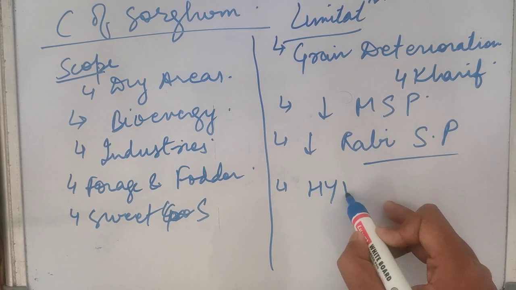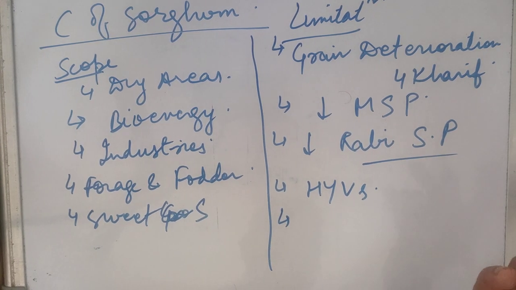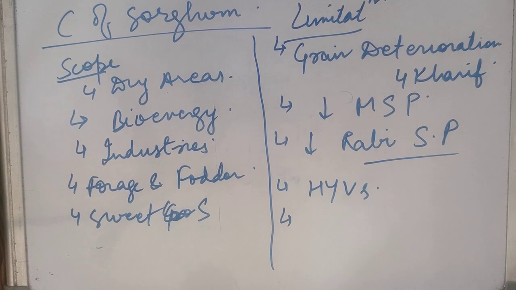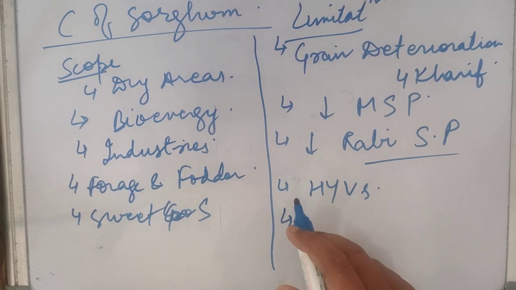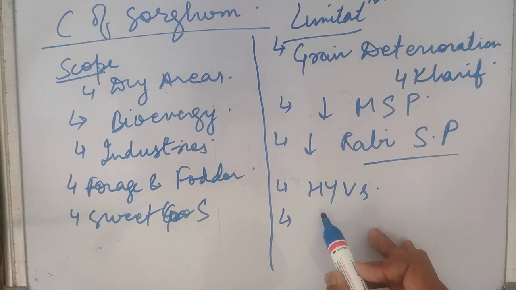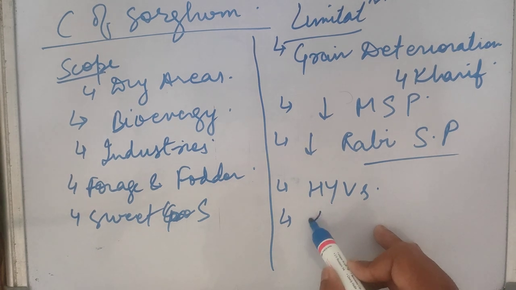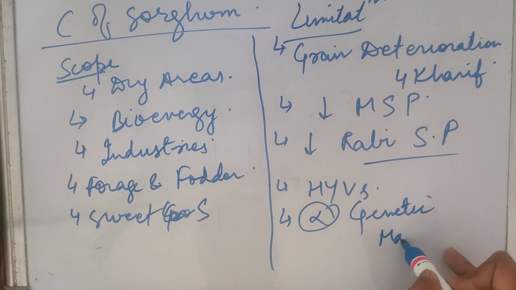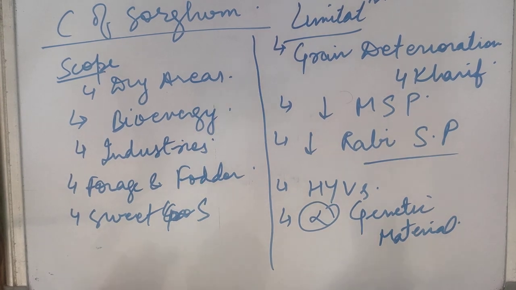There are not so many HYVs present, and not many seeds with biotic resistance, such as pest resistant seeds and disease resistant seeds, are present in quantity. We are not able to exploit the genetic material. So these were some of the limitations of sorghum.